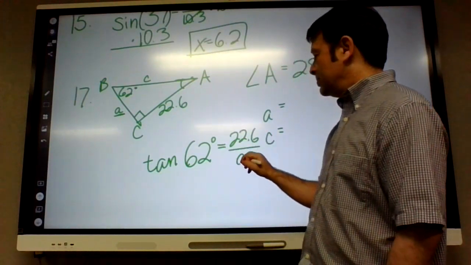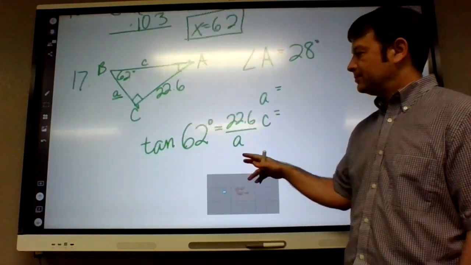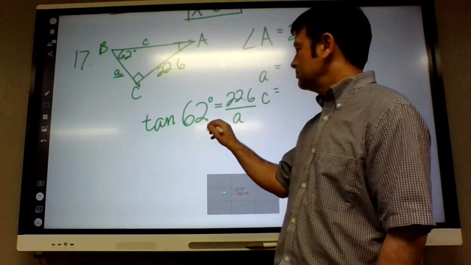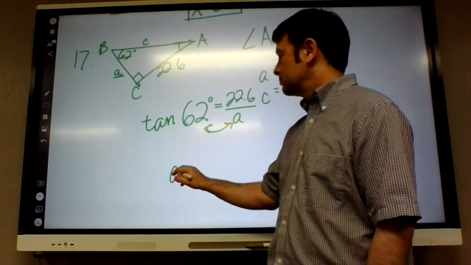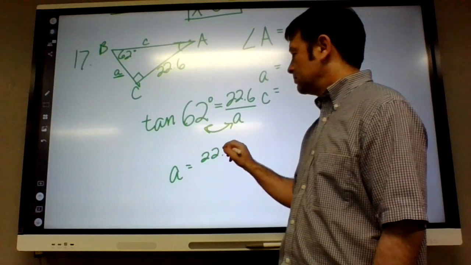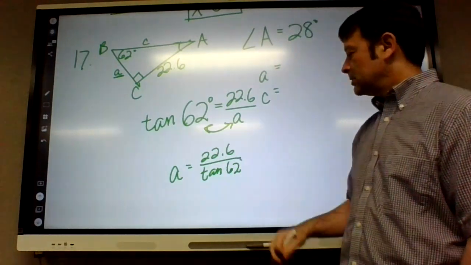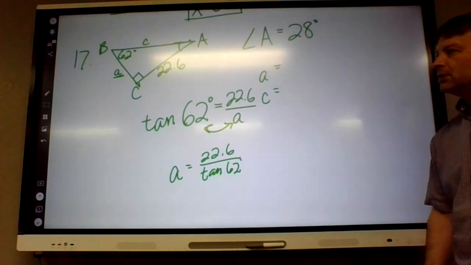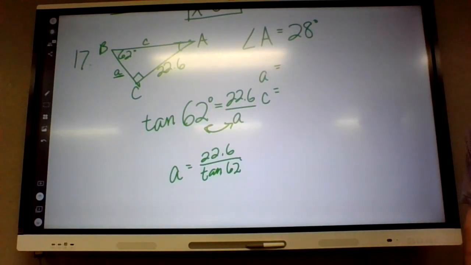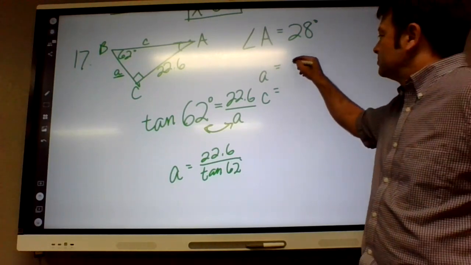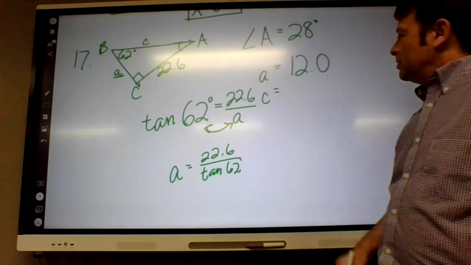Okay, what do we do when the A is on the bottom? You put 22.6 over tangent of 62. Alright. 12.0. Okay.